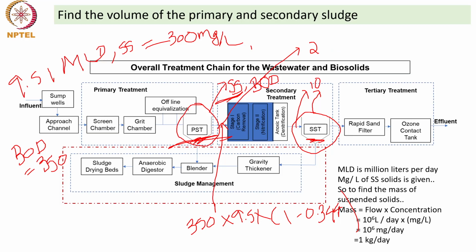Bhupender, can you tell me what will be the answer? 350 into 1 minus 0.344 is 229.6. So 229.6 is entering the MBBR unit and only 10 is going out. So BOD consumed in the MBBR unit will be how much?